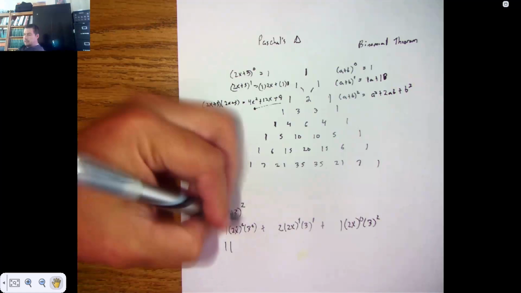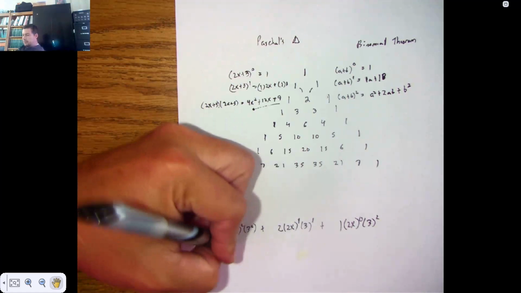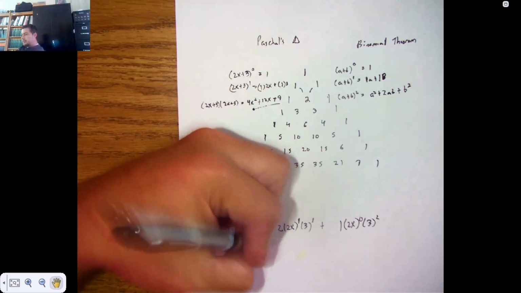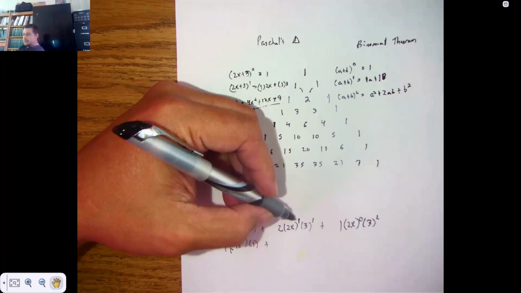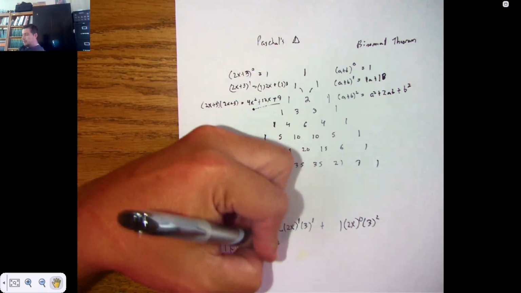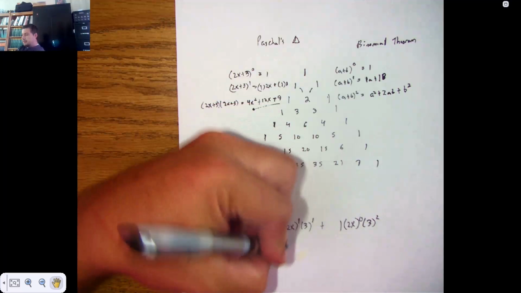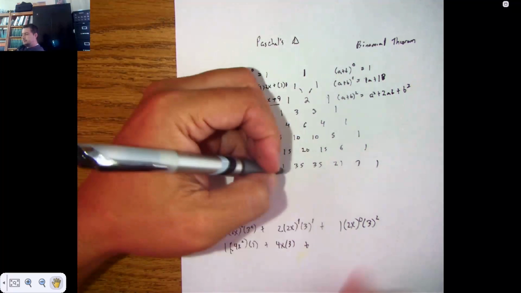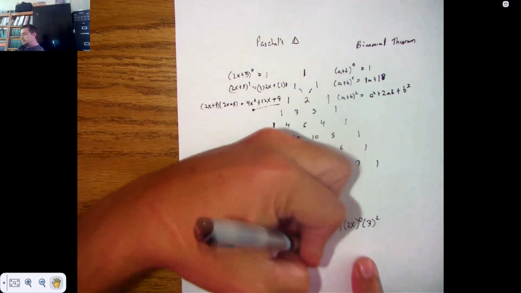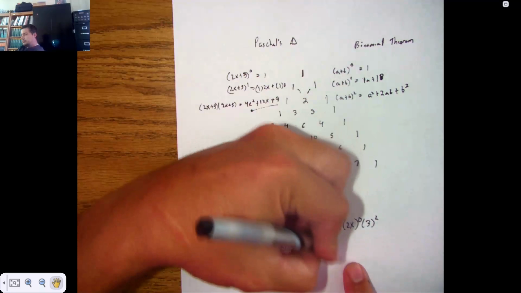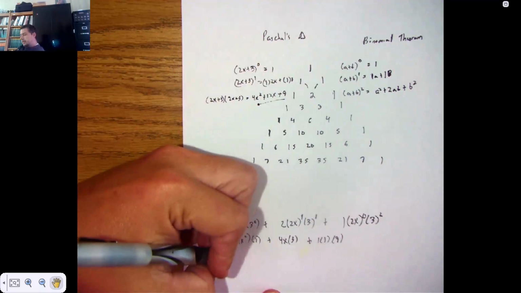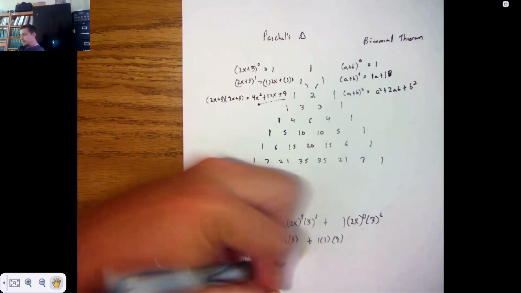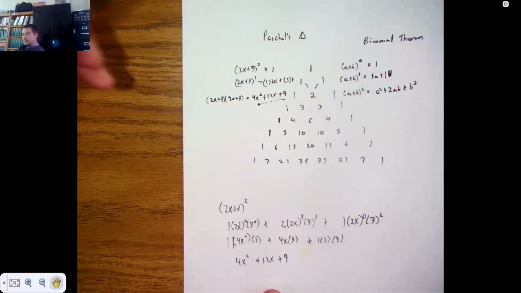That's a 1. 2x all squared is 4x squared. 3 to 0 is a 1. Plus 2x to the first is 2x times 2 is 4x. And I have 3 to the first. That's going to be 12, isn't it? Moving on. 2x to 0 is 1. 3 squared is 9. So I have 4x squared plus 12x plus 9.